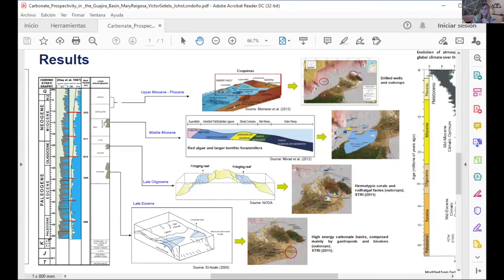Okay. Yes. I think we might have to stop there, but if you just want to wrap up in 5 seconds. Yes. Finally, just an interval of coquinas that was found in onshore and offshore areas in the North Guajira for the Upper Miocene Pliocene section. Thank you very much.